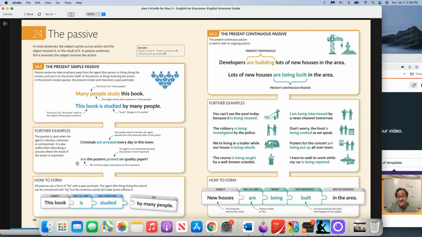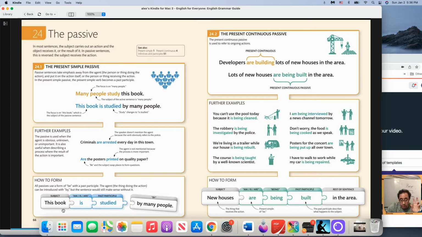How would I answer that? Yes, the posters are printed on quality paper. Who are they printed by? Well, the printer, of course. Then you can ask who the printer is. That's how it works.